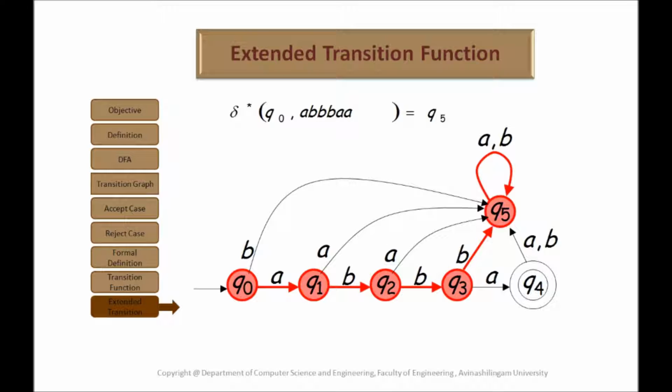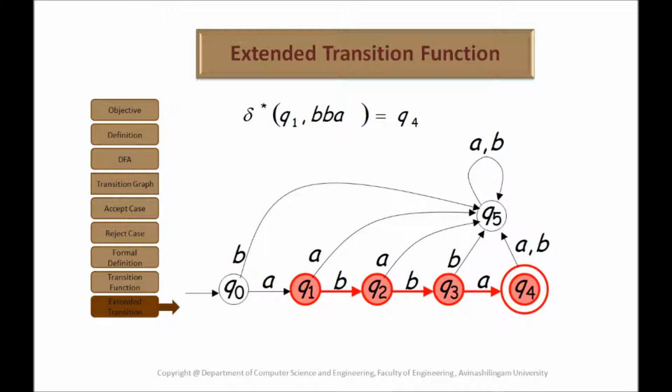Next, the input alphabet is A. From Q5, using the input alphabet A, it goes to Q5 itself. The final input alphabet is A. From Q5, using the alphabet A, it goes to Q5. So the transition function for this one is delta star of Q0 comma ABBBAA is equal to Q5.